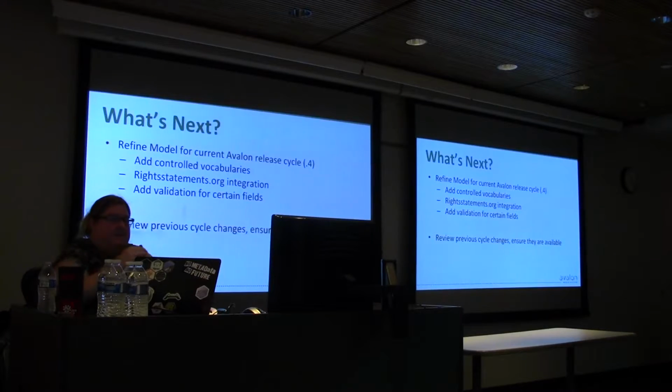So as we're starting to think about where we're going, we need to continue, obviously, to refine our model. For this current release cycle, we have started talking about adding controlled vocabularies, or at least identifying metadata fields that we might want to have controlled vocabularies associated with them. Right now, we don't have that. So it is kind of like a wild west of the metadata that gets supplied.